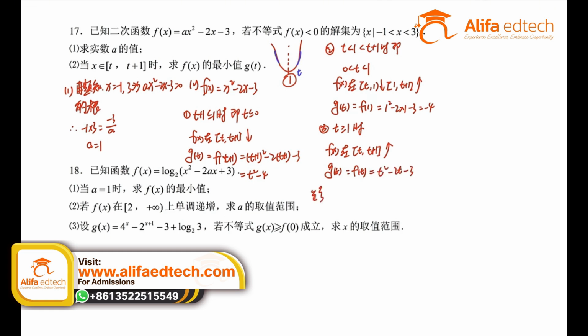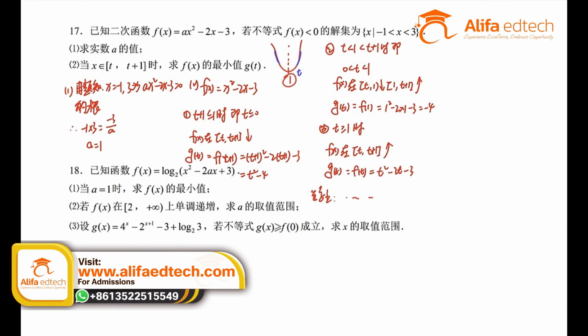Finally, you should write down the summary yourself. To summarize, this g of t is equal to t squared minus 4 when t is less than or equal to 0, then it's equal to negative 4 when t is greater than 0 and less than 1. It's equal to t squared minus 2t minus 3 when t is greater than or equal to 1. That means in this case, there are 3 segments. Okay, so write it out as a summary to make sure you get full marks for this.